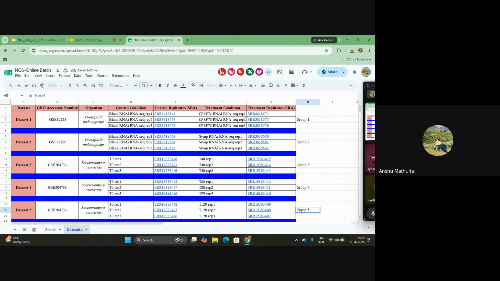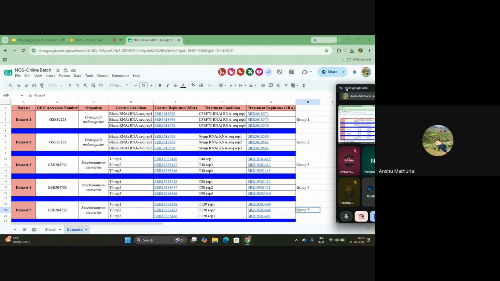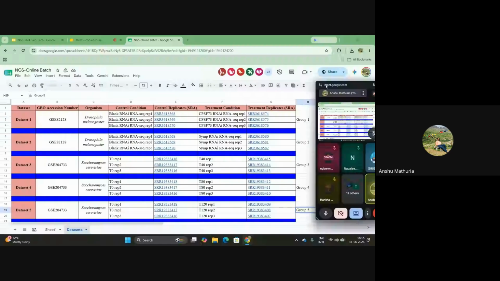Now for each group, I hope there is a representative from each group. Okay, guys, can you give me a thumbs up to show that you are there? At least one member from each group.